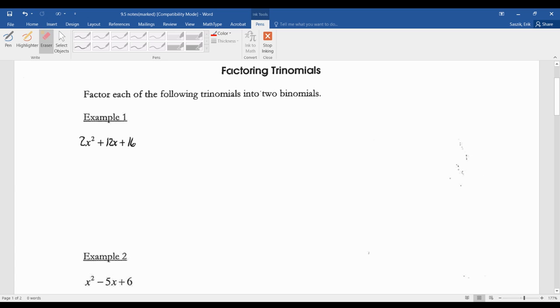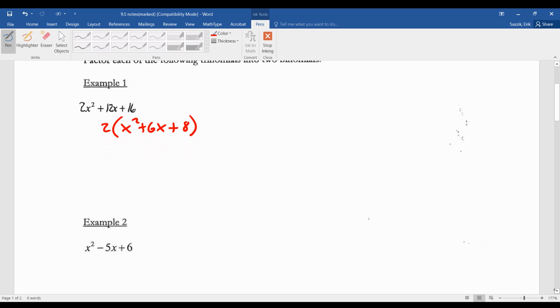Okay, so the first question that we always ask ourselves is, is there a GCF? Is there a greatest common factor? And if there is, you want to pull that out front. And here there is a greatest common factor, and that's going to be 2. So this becomes 2 times x squared plus 6x plus 8. Okay, so that's nothing new.